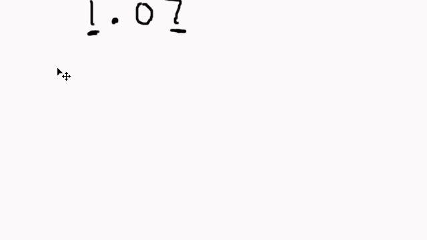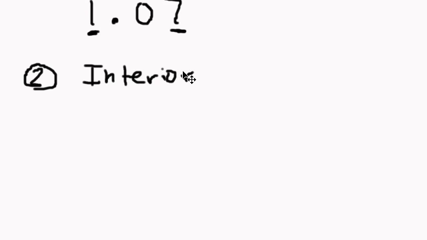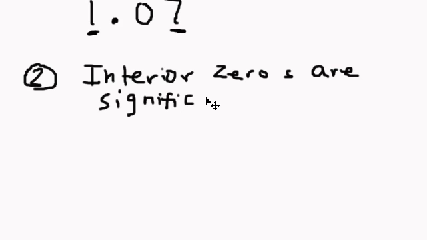Rule number 2 says interior zeros are significant. Interior zeros are significant. So I'm going to write down the number one more time, 1.07. We already said that the 1 is significant, and we already said the number 7 is significant. But rule number 2 says that the interior zeros are significant. So this 0 right here is an interior 0 because it's between these numbers. So that 0 is significant.